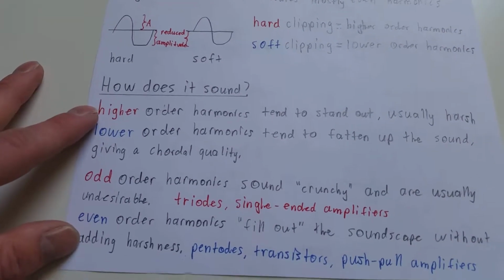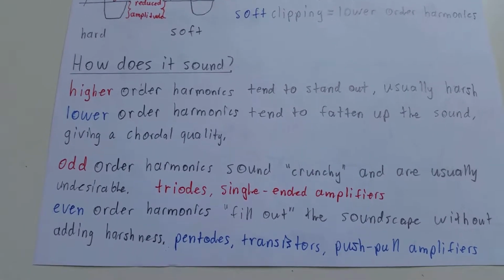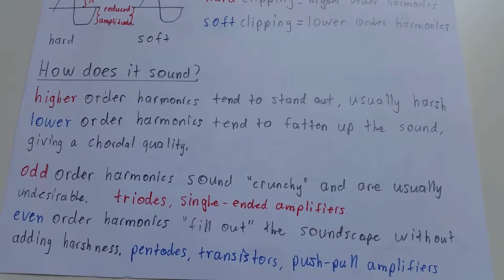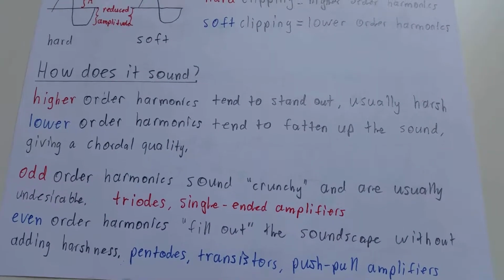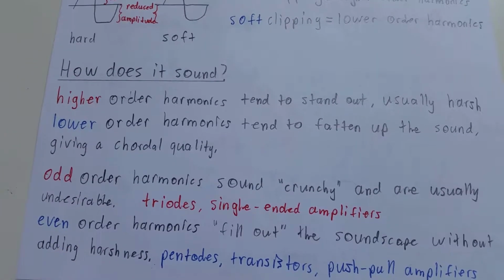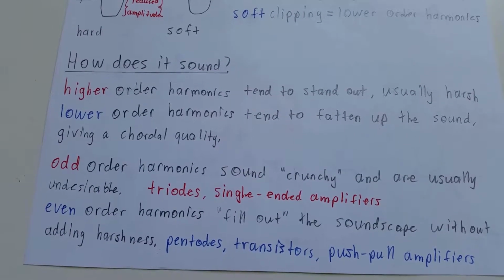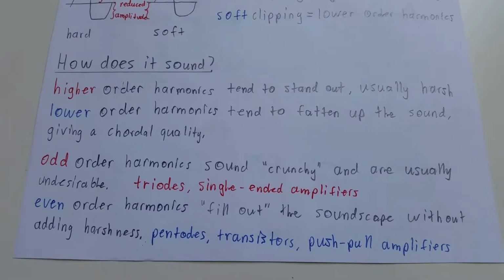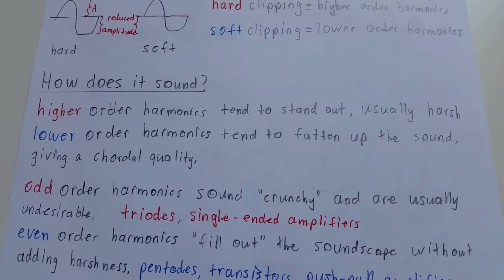Now, what do they sound like? This is the important part. Higher order harmonics tend to stand out. They're much more harsh sounding usually. Lower order harmonics tend to fatten up the sound, makes it sound more like a chord. Like the third harmonic, for instance, is actually the perfect fifth, but a few octaves up. And the fifth harmonic is actually the perfect third, but a few octaves up. So if you put the first, second, third, fourth, and fifth together, you've basically generated a giant chord.